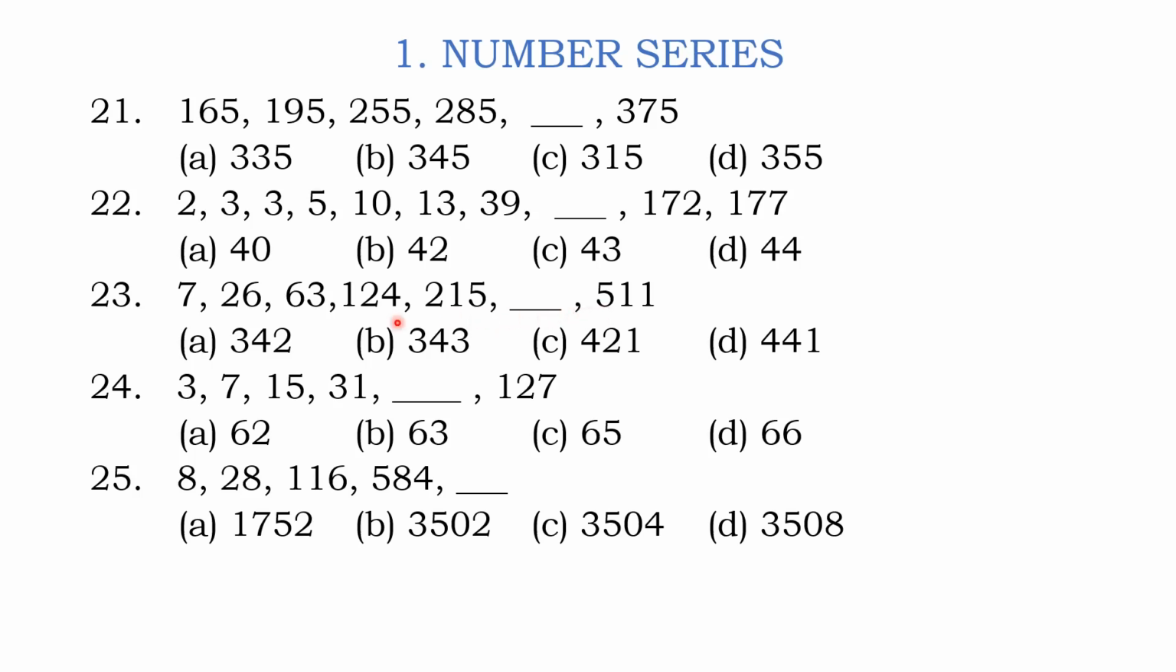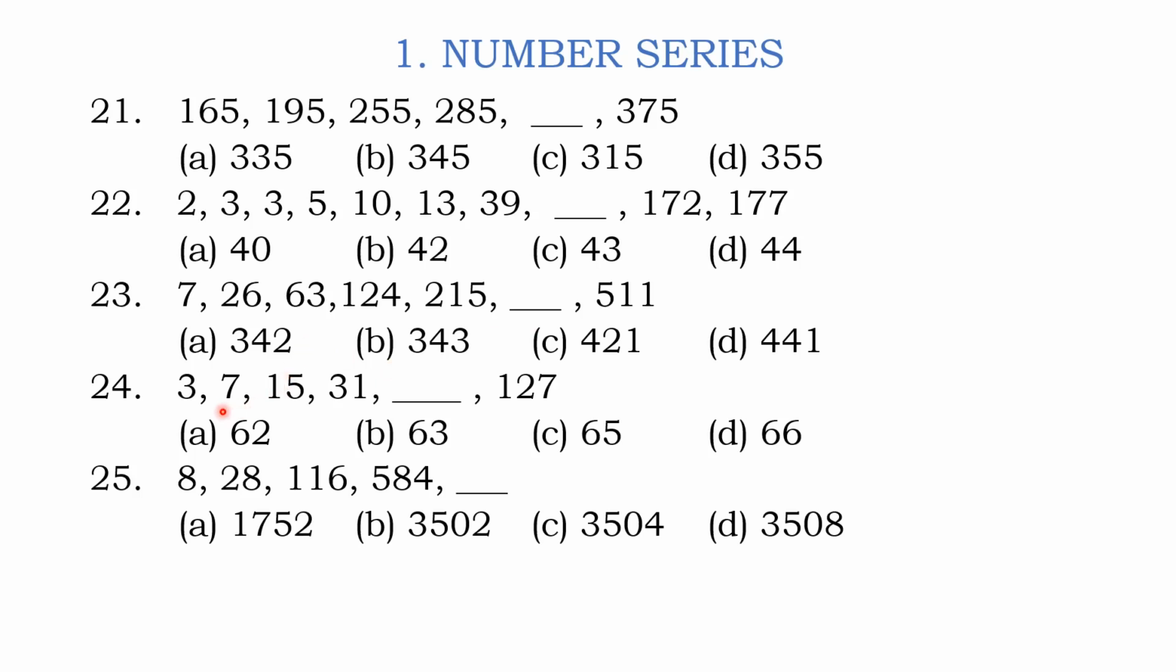Next, 7, 26, 63, 124, 215, blank, 511. So here if you observe these numbers, which are all 1 less than the cubes. So 2 cube is 8, 8 minus 1, 7, 3 cube is 27, minus 1 is 26, 4 cube is 64, minus 1 is 63, and this is 5 cube minus 1, 6 cube minus 1, and this should be 7 cube minus 1. So 7 cube is 343 minus 1, which is 342. So the answer is A.